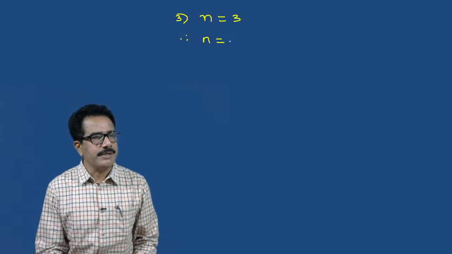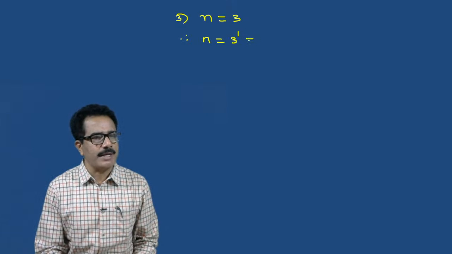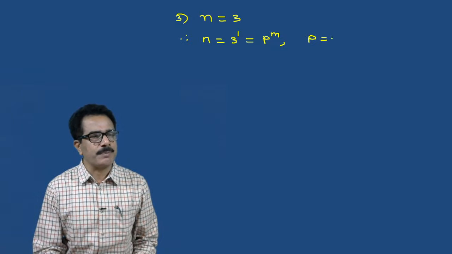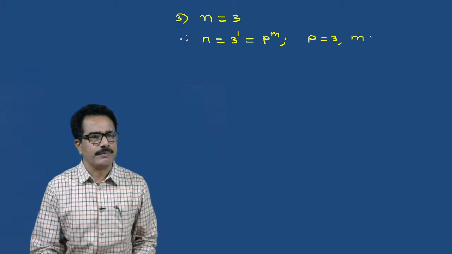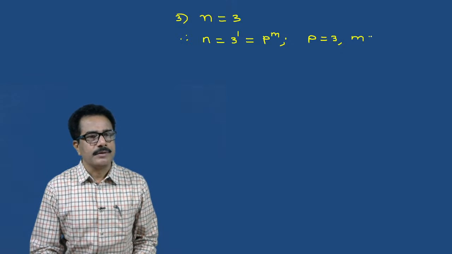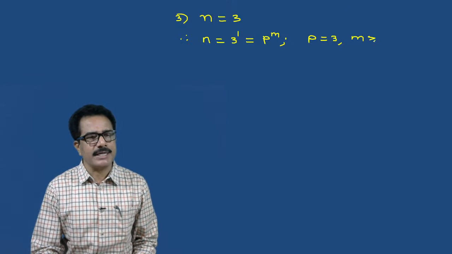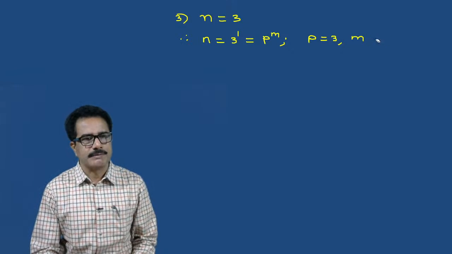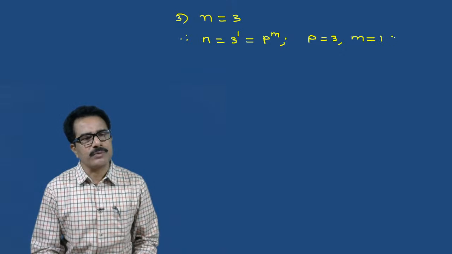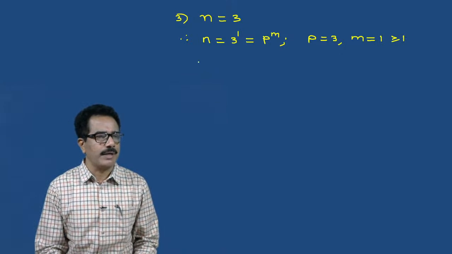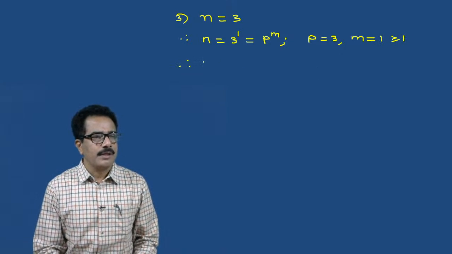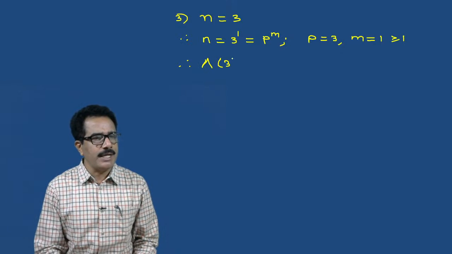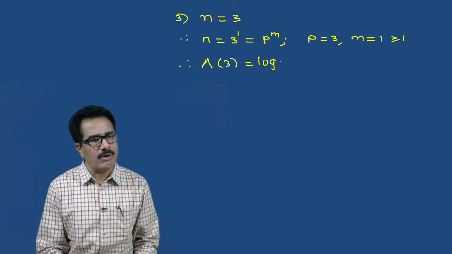Therefore, n is equals to 3 raised to 1, that is equals to p raised to m. P means prime, that is a 3. M is equals to 1, means greater than or equals to 1. M is equals to 1, which is greater than or equals to 1. Therefore, lambda of 3 is equals to log of 3.